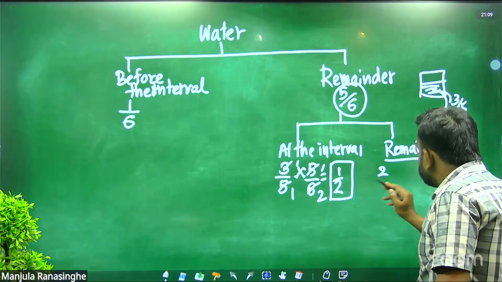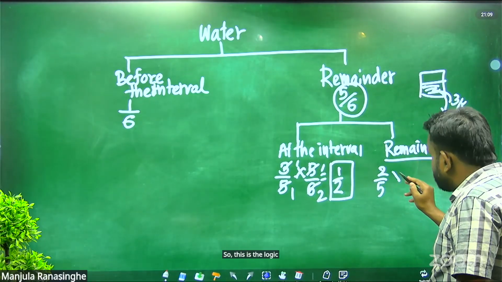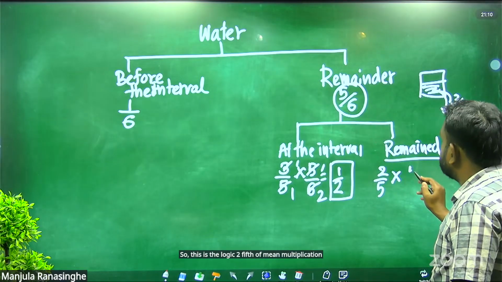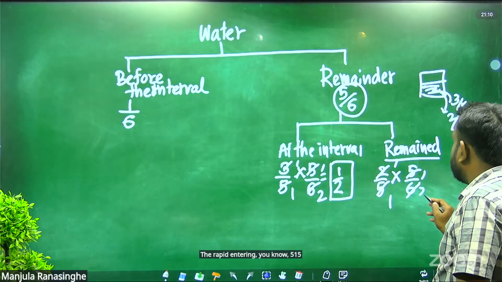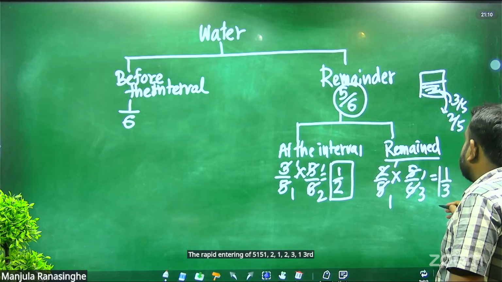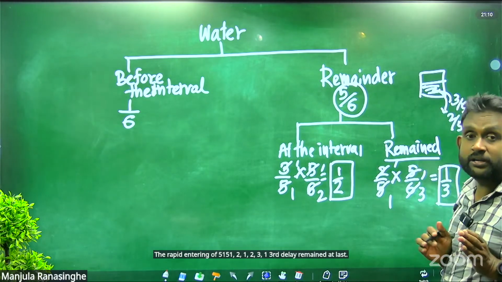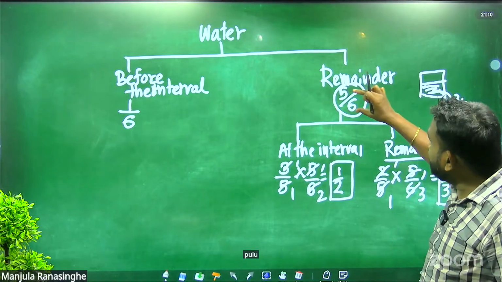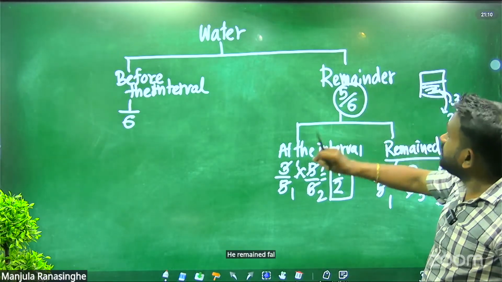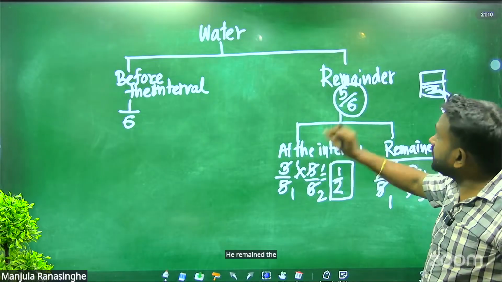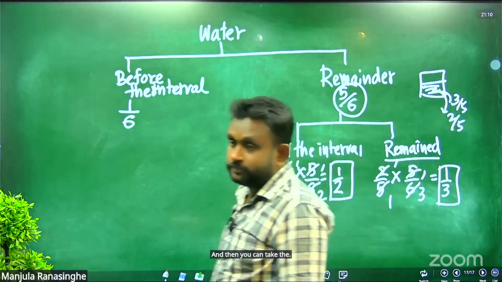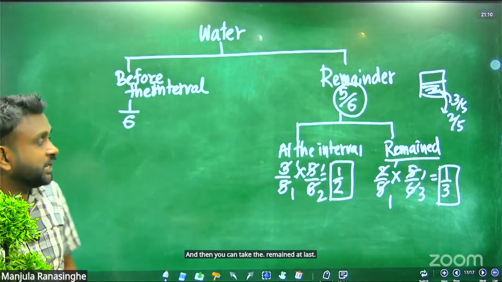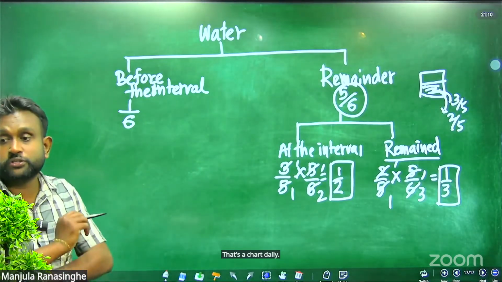So this is the logic. 2/5 of the remainder means multiplication with the remainder 5/6. 5, 1, 5, 1, 2, 1, 2, 3, one third comes as the remainder at last. That is the best method. Or else you can take the remaining 5/6 and subtract the part that was used, then you can take the remainder at last. That's the chart dealing. Now we move to the question.